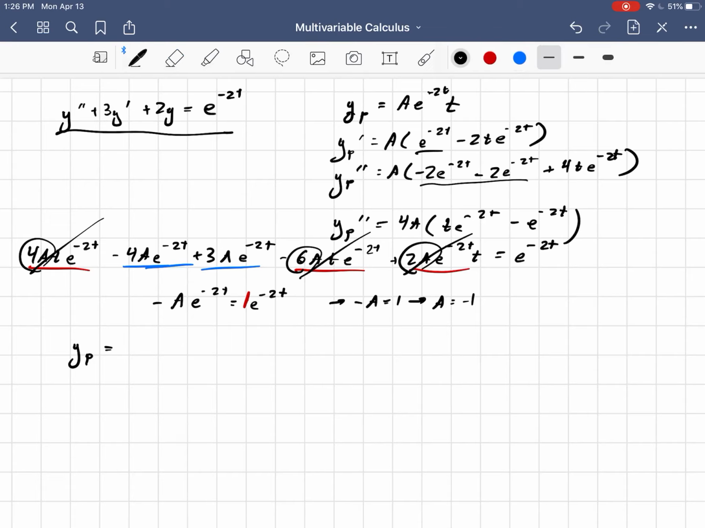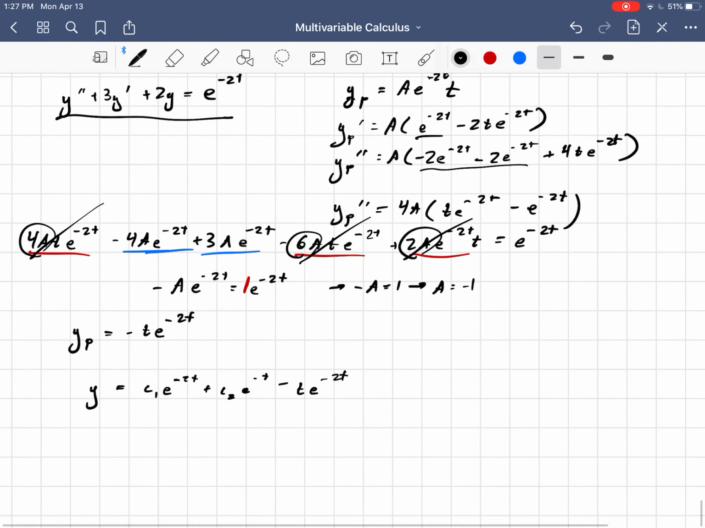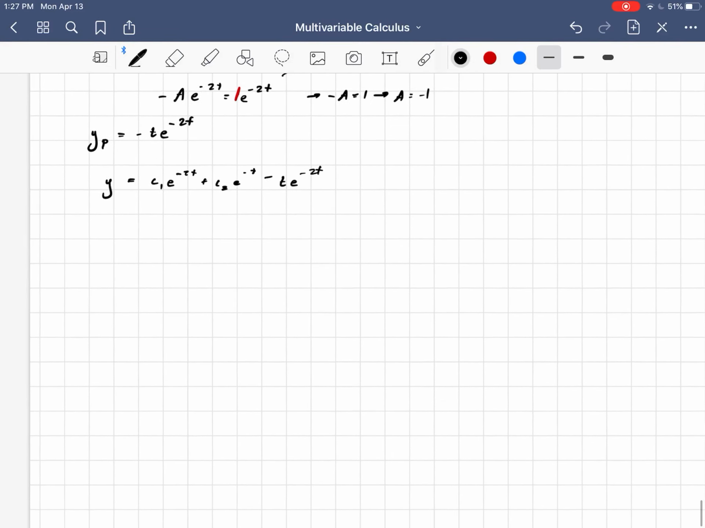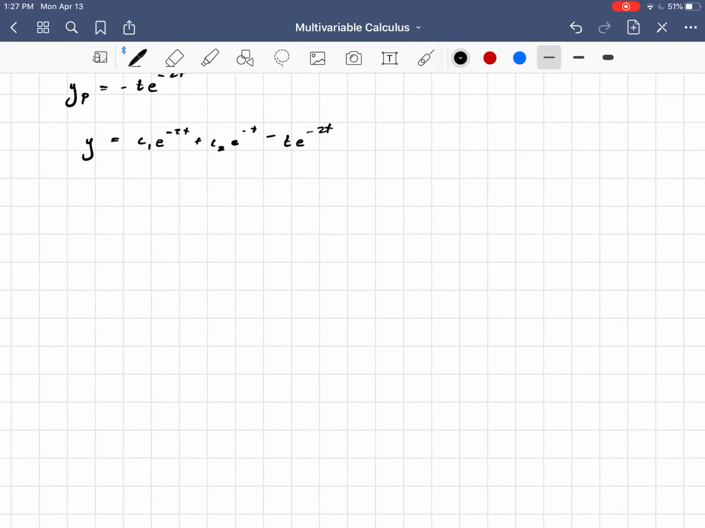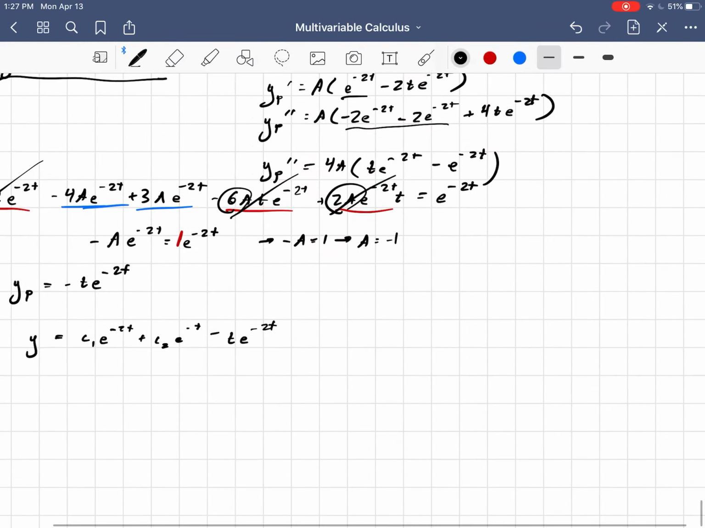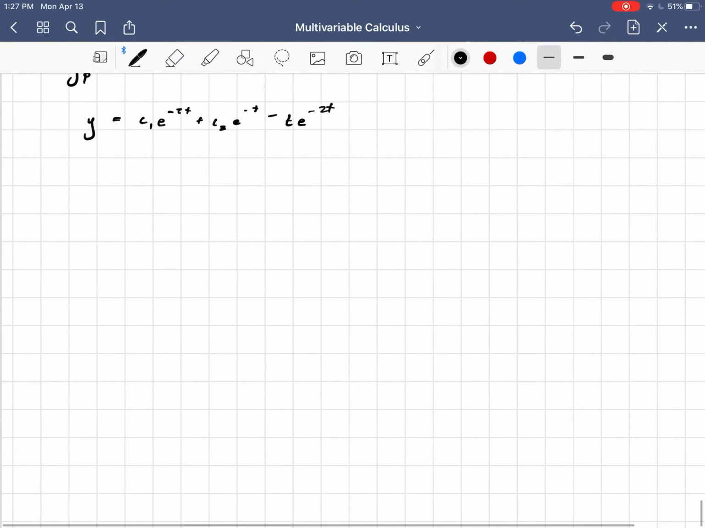So our y sub p, our particular solution, is negative t e to the negative 2t. And for this particular equation, y, our general solution, is c sub 1 e to the negative 2t plus c sub 2 e to the negative t minus t e to the negative 2t. And that would be the solution there.